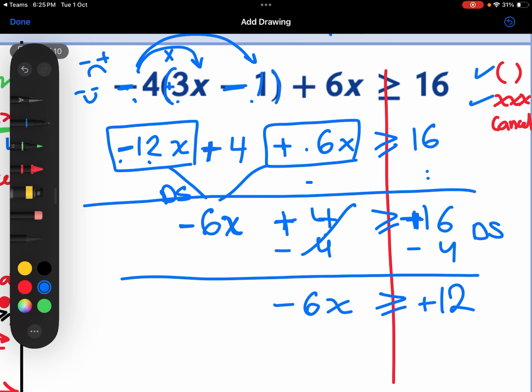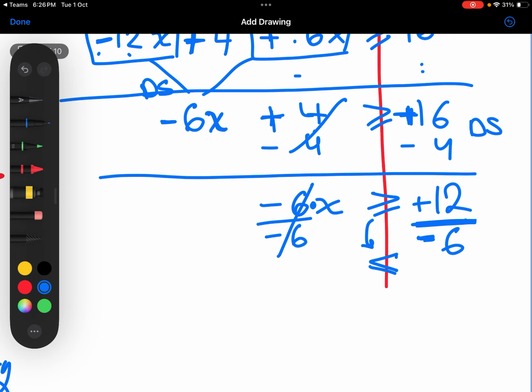Next, here the negative 6 is multiplied with x. To cancel that multiplication, I need to divide by negative 6 on both sides. Once you are dividing by a negative number, directly my inequality will flip.